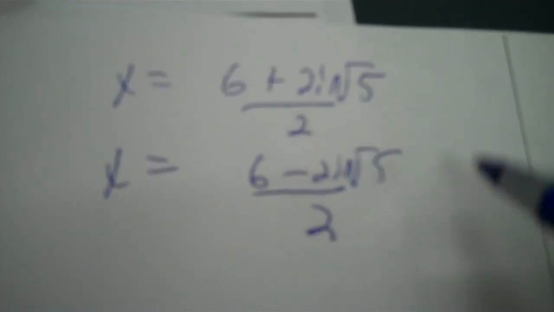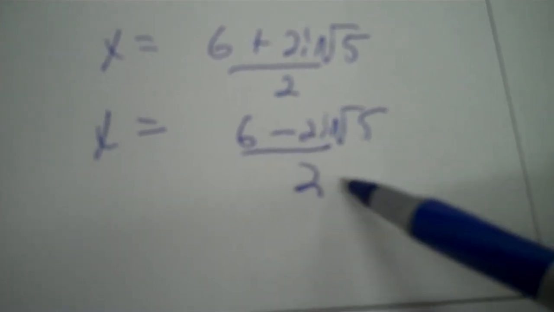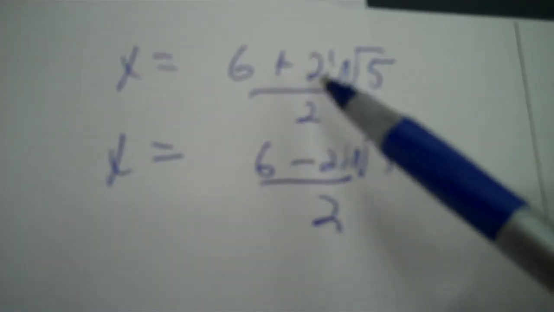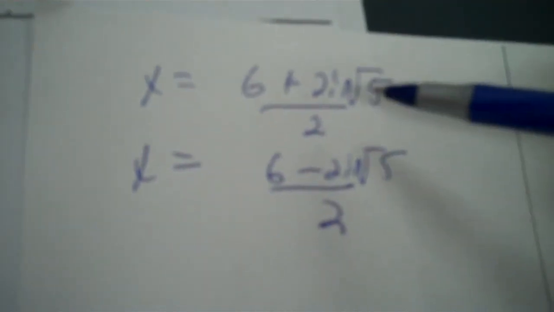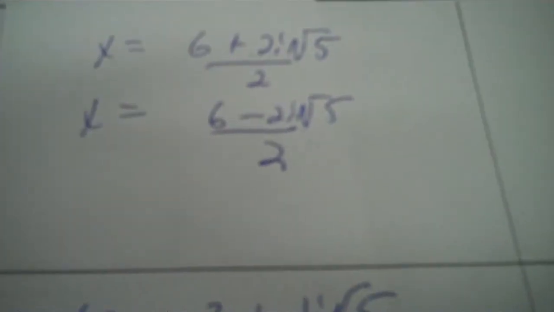Now here's your options for your answers. You can write it in 2 forms. You can just write it like this, 6 plus 2i square root of 5 over 2, and 6 minus 2i square root of 5 over 2, or you can divide 6 by 2, 3, plus 1i, because that divided by 2 is 1. The square root stays though, okay? And then just switch it. Either this or this, you pick one.